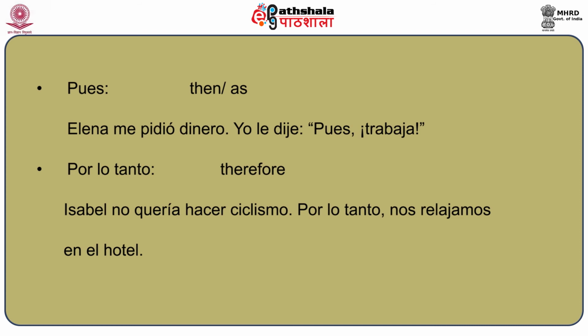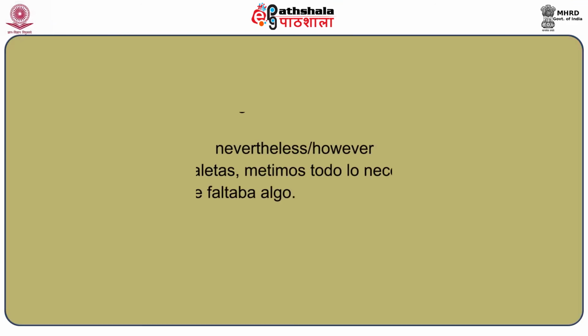Example of por lo tanto, Isabel no quería hacer ciclismo. Por lo tanto, nos relajamos en el hotel. So, this "therefore" is very common, a conjunction which is normally used in whatever we write. So, in this sentence, as we just heard about Isabel, this por lo tanto, which means therefore, is used.